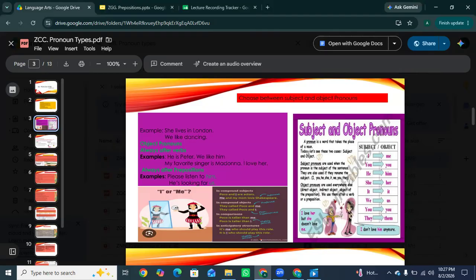Okay, so basically, they perform the action of the verb or are the main topic of the sentence, which is I, you, he, she, it. Okay? And object pronouns receive the action of the verb or come right after a preposition. Words like to, for, with, at. Okay? For example, object pronouns are me, you, him, her, it, us, them. They are object pronouns. Okay.